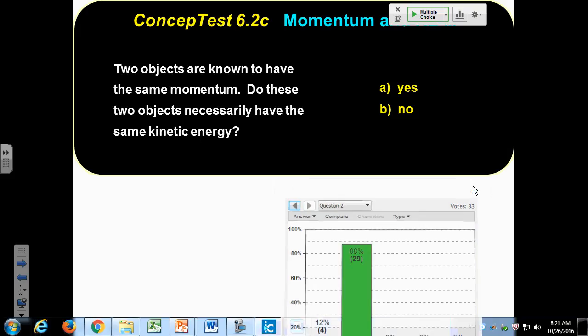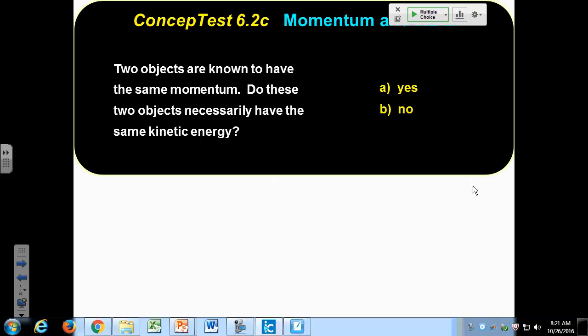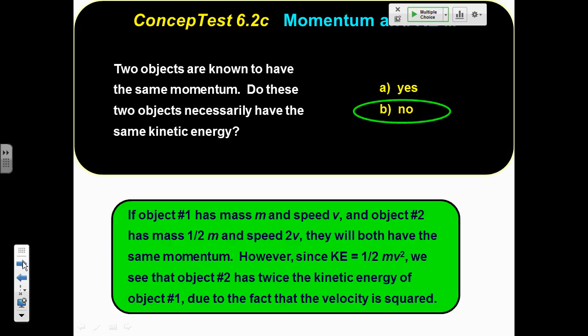Not necessarily, because if they have the same momentum, they could have different masses and different velocities, but still have the same momentum. But if they have different masses and velocities, since the kinetic energy is 1/2 mv squared, then they won't necessarily have the same energy. It's because of that v squared term.